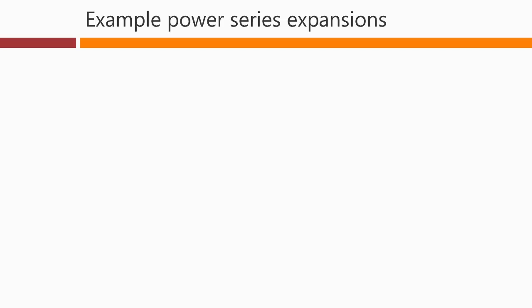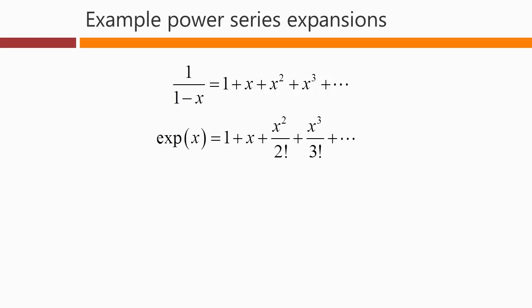So let's look at some example power series expansions of common functions. The function 1 over 1 minus x, if we carefully work that out, we will find that that one is 1 plus x plus x squared plus x cubed, and so on. Again, this will only work for some range of x, but for small x, this will work fine. The exponential of x is 1 plus x plus x squared over 2 factorial plus x cubed over 3 factorial, and so on, for its power series.